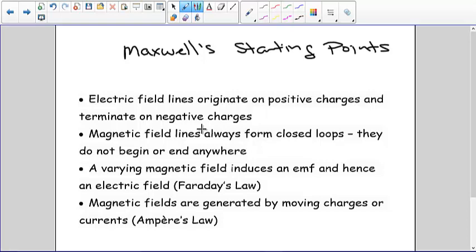We also found that a varying magnetic field induces a voltage, or an EMF, and that voltage then creates an electric field as well. That's Faraday's law. We've been using mostly the first part, that a varying magnetic field induces a voltage. But it's true that if it induces a voltage, it induces a current, which causes an electric field. And then magnetic fields are generated by moving charges, or currents, which are moving charges inside a wire. That's Ampere's law.